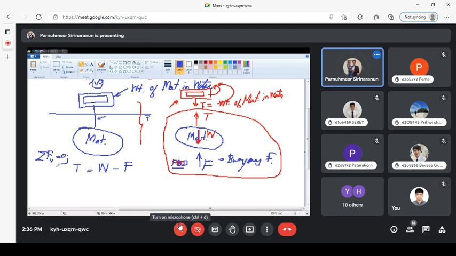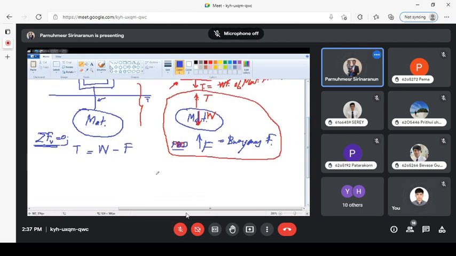Clear or not? From this equilibrium equation, in vertical direction, what you get? The tension force in the cable equals the weight of material minus the what? The buoyancy force. Okay? You get this? This is the first meaning.